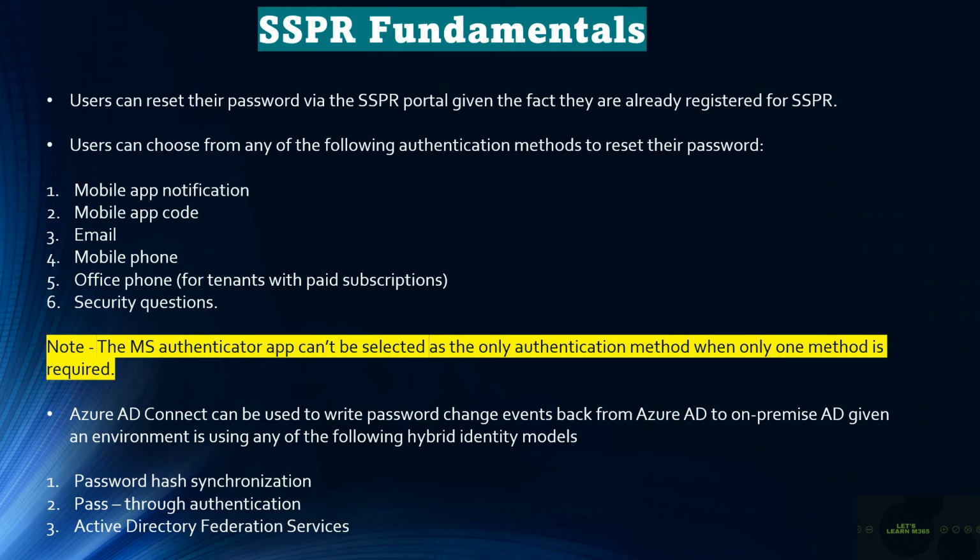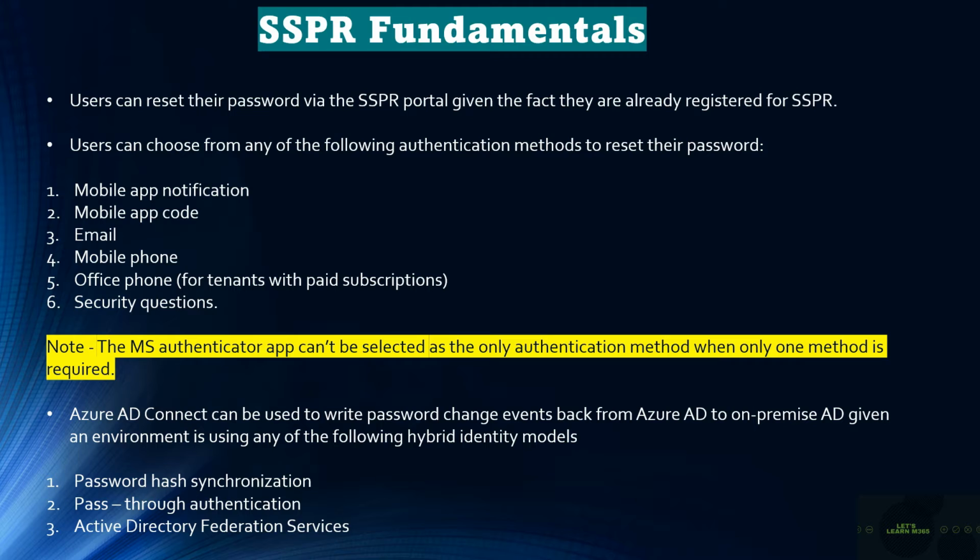First and very important point for end users is to ensure they are registered for SSPR, otherwise they won't be able to reset their password. While registering for SSPR, users can choose from various authentication methods like mobile app code, email, mobile phone, office phone, or security questions. Administrators can either allow all the authentication methods or go with selective methods.